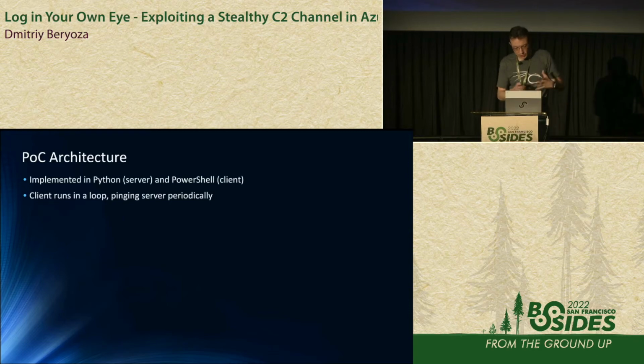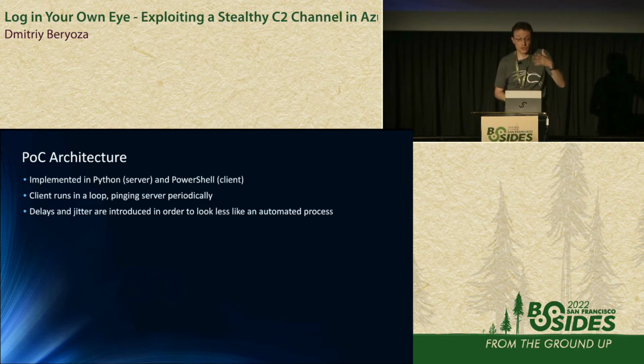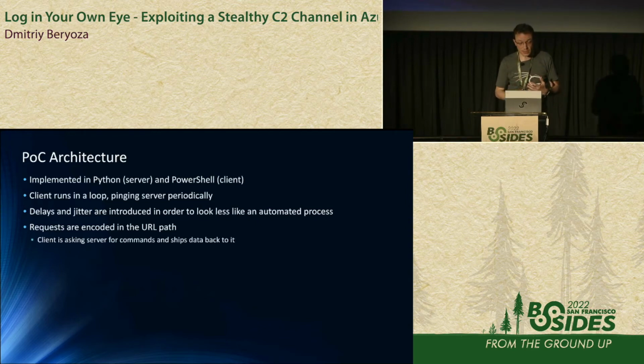So I built a small proof of concept for this. There's a server in Python, hosted on AWS, and a PowerShell client that reaches out to it through this method. The client just runs in a loop. It pings the server periodically. And just to play around, I introduced some delays and jitter so that things would not be as easily detected as automated requests.